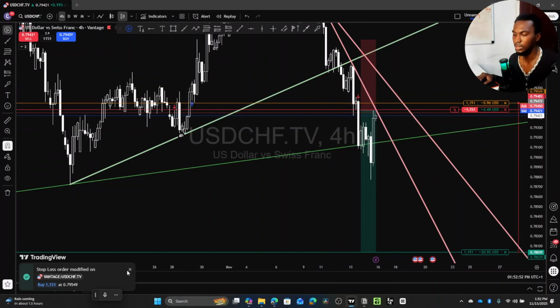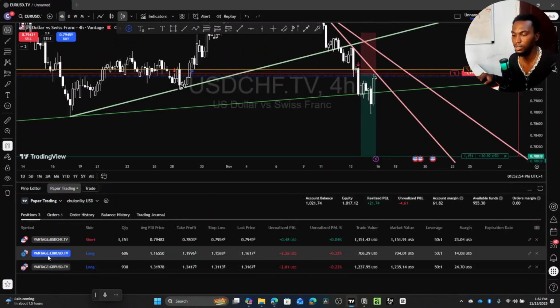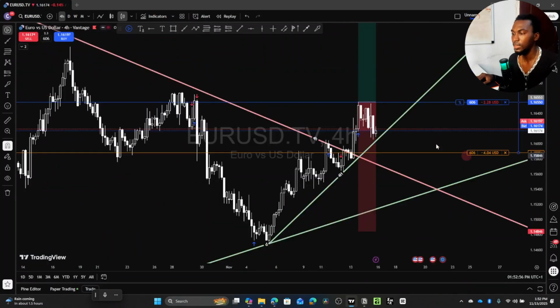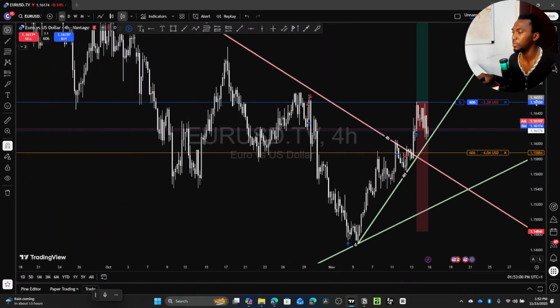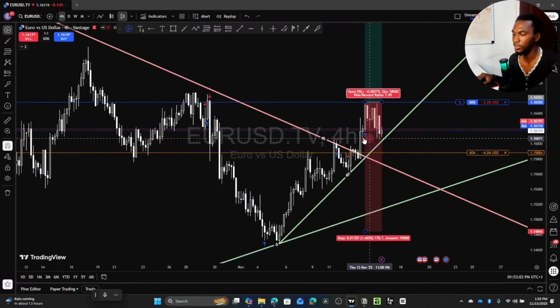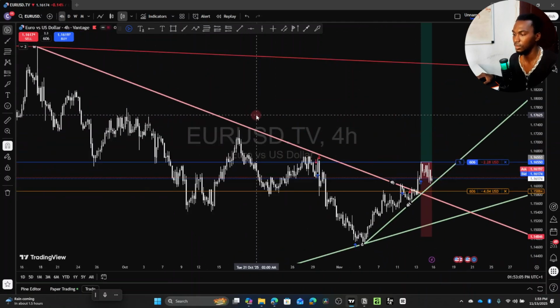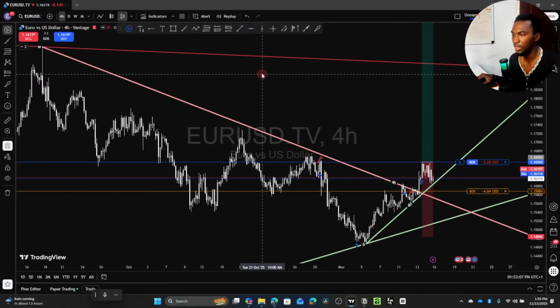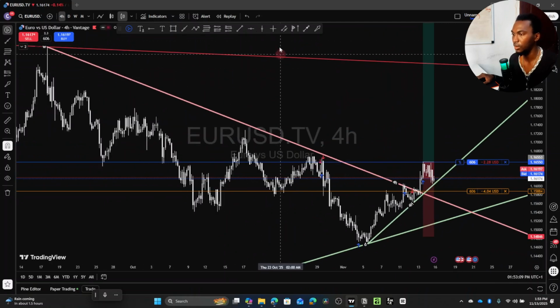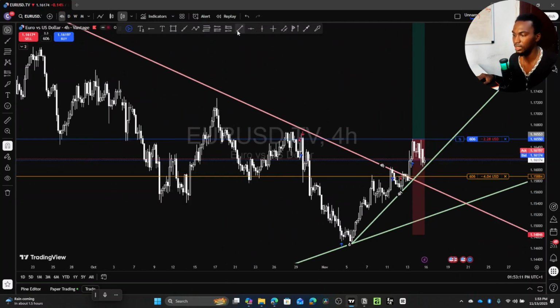The next trade I have running is the euro against the US dollar. Me and this euro against US dollar, we'll kill ourselves. So what's my premise for entering this trade? Well, the same thing over and over and over again.